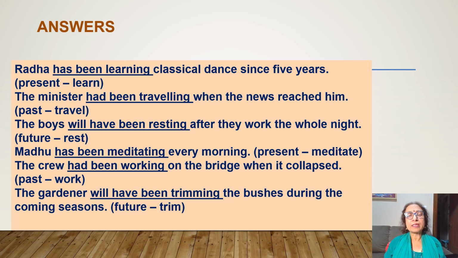Madhu has been meditating every morning. Present perfect continuous of the verb meditate. The crew had been working on the bridge when it collapsed. Past perfect continuous of the verb work. The gardener will have been trimming the bushes during the coming season. So you have the future perfect continuous. The verb is trim. These are the answers to the sentences which you had to complete in the previous exercise.